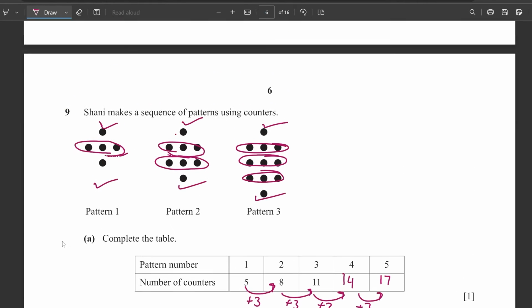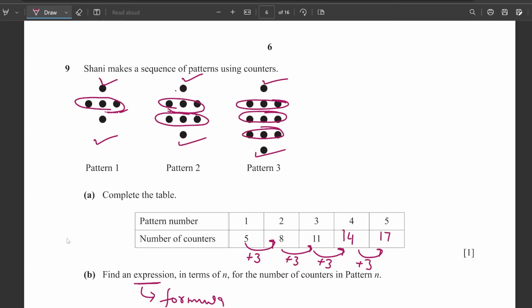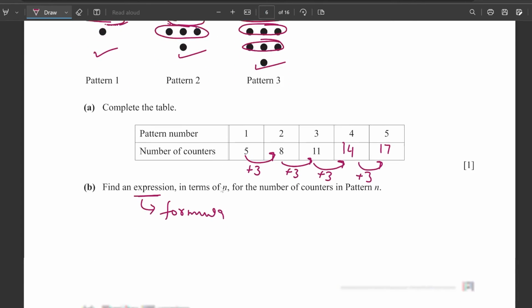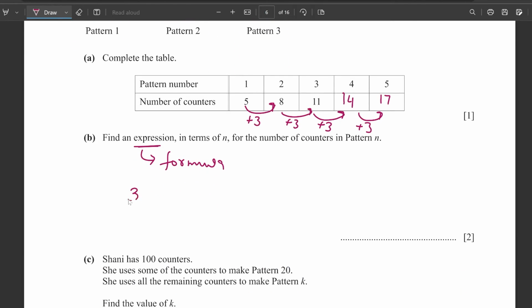Well, how I see it is that you are multiplying 3 by whatever the pattern number is. For example, in pattern 2, you have multiplied 3 times 2 and then you're adding 2 in it. In pattern 3, you're multiplying 3 by 3 and then you're adding 2 in it. So this means that you're multiplying the pattern by 3 and then you're adding 2 in it.